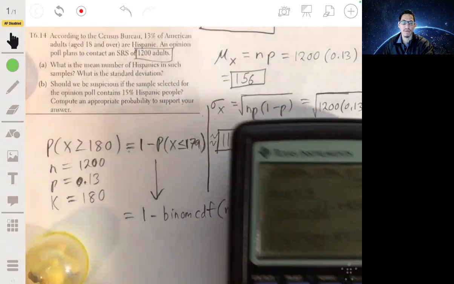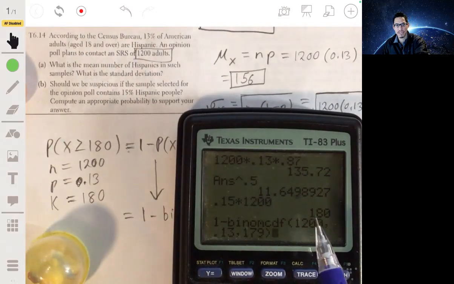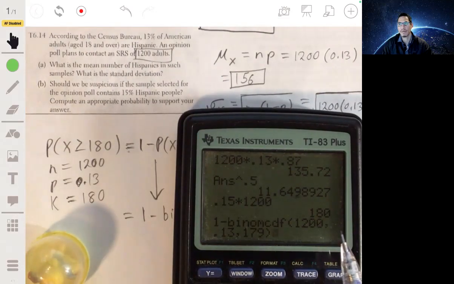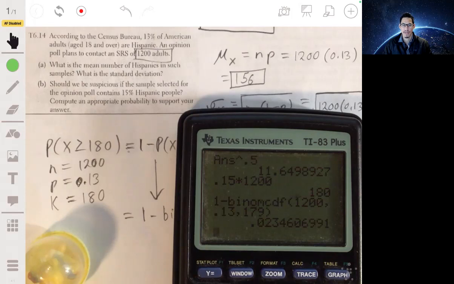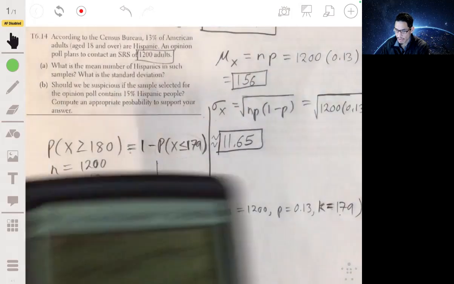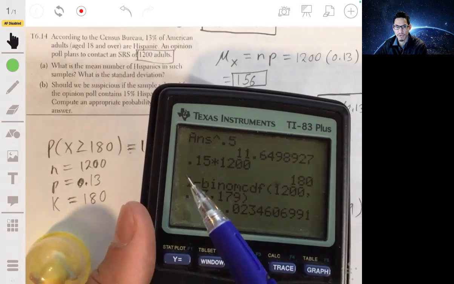Now, again, if you have a more recent or updated version, it'll be easier to know what to plug in, because it'll tell you like trials or probability. Like it'll be very clear what to enter for your values, so you won't have to memorize the syntax. This is an old school calculator, so you have to memorize everything. In either case, you're going to get about 2.3%. Now, keep in mind, we get the 2.3% because we did 1 minus that.